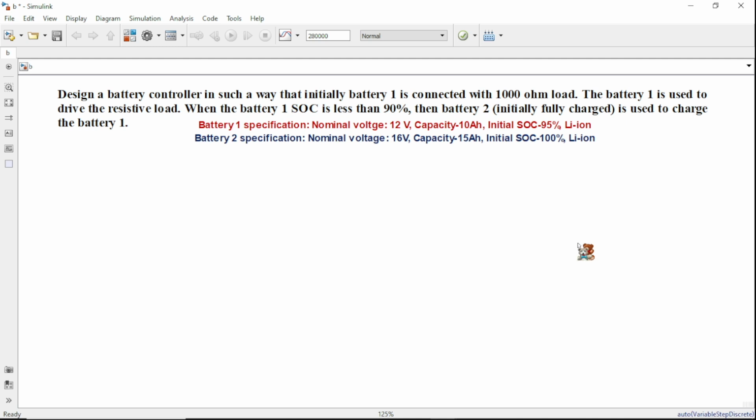But here is the twist. Once battery 1's SOC drops below 90%, our controller will automatically switch over and use battery 2, whose specification is 16 volt 15 ampere hour lithium-ion battery, with initial SOC of 100%, to charge battery 1. We will go step by step through the MATLAB model, look at how the SOC is monitored in real time, and see the switching and charging happen automatically.